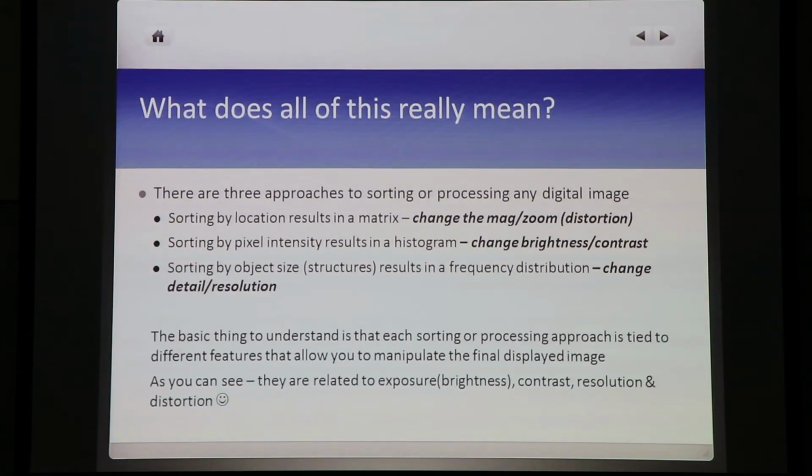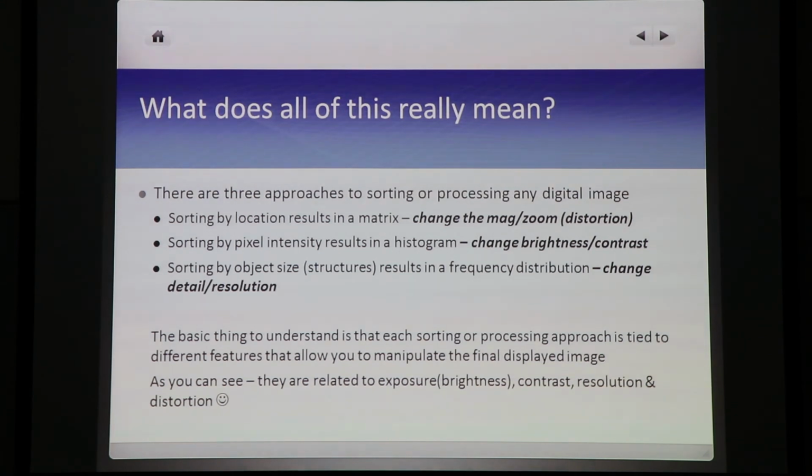So what does all this really mean? Basically, there are 3 approaches to sorting or processing any digital image. You can sort it by its location, which is in the spatial domain, and you can change the mag or zoom, and that affects the distortion of the image. You can sort the image based on its pixel intensity, so the grayness levels that are in there. Brightness and contrast are good examples there. Or you can sort the object based on its size, which is the frequency distribution. That can actually affect the detail and distortion.